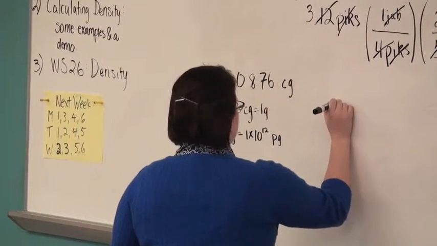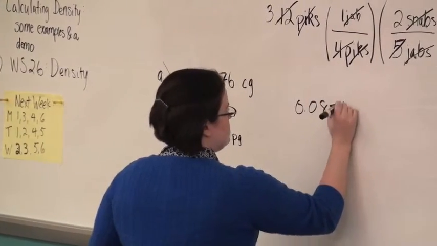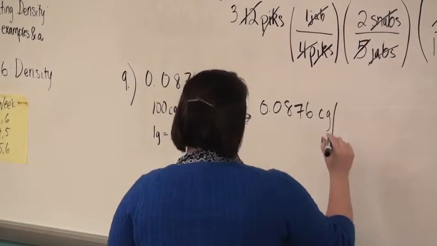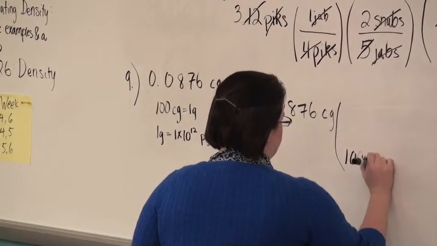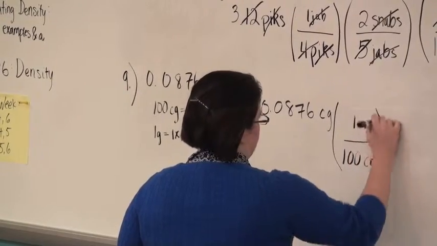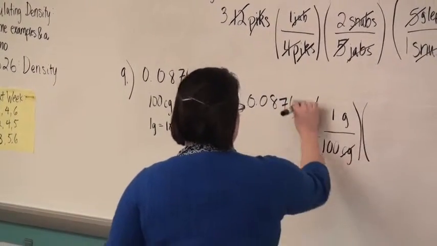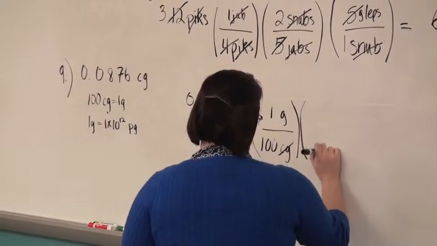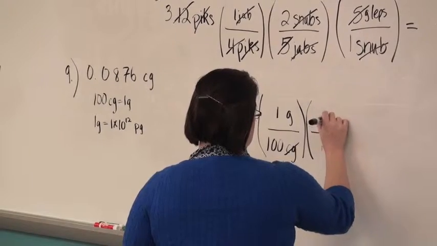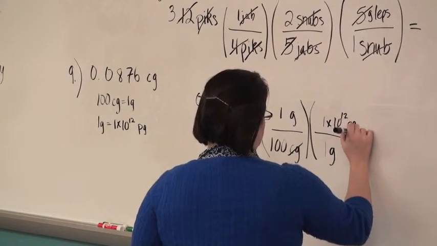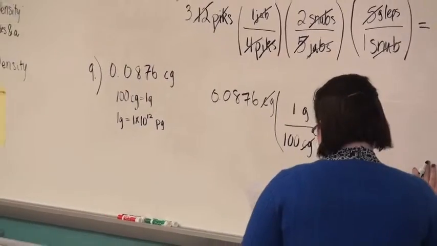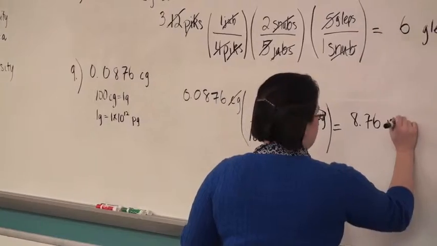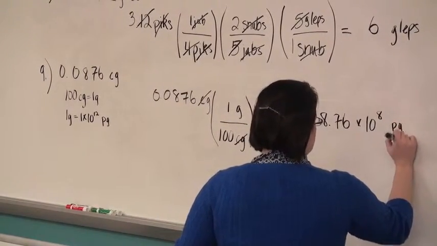So I have 0.0876 centigrams. So now I need to cancel out centigrams, so 100 centigrams on the bottom, 1 gram on top. Now I need to convert from grams to picograms. So I have 1 gram on bottom, 1 times 10 to the 12th picograms on top. And this equals 8.76 times 10 to the 8th picograms.